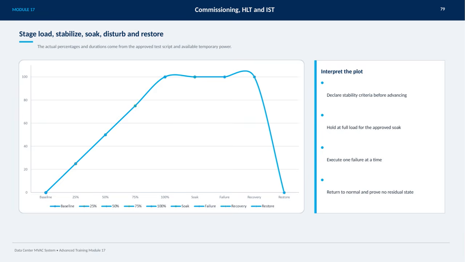It's important to execute only one failure at a time to isolate issues effectively. Finally, return the system to normal operation and prove there is no residual state lingering from any disturbances. Remember, the exact percentages and durations you use will depend on the approved test script and the temporary power available.